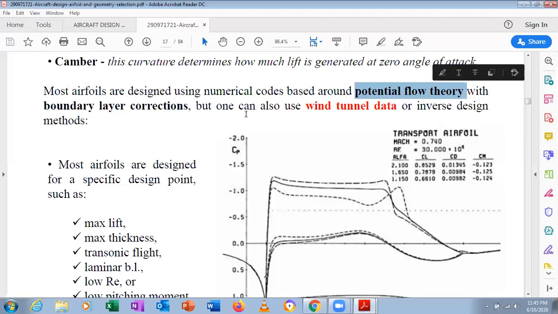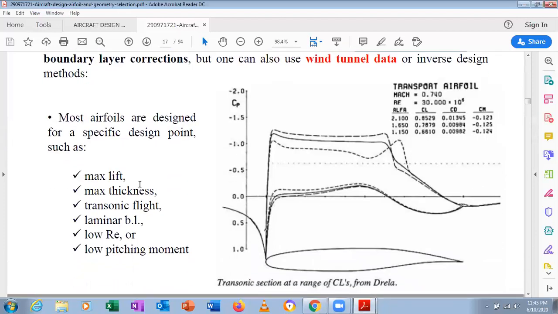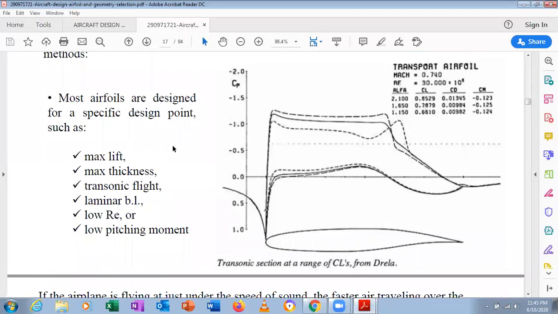And with boundary layer corrections, one can use wind tunnel data and inverse design methods. So you can see here, most airfoils are designed for a specific design point. Why do we need to design the airfoils? Because at a specific design point, one is to get a maximum lift and to get a maximum thickness. If you have a maximum thickness, we can store more fuel, and there will also be a lot of effects on the performance of the aircraft. And we can see the transonic flight, we have a laminar boundary layer, we have a low Reynolds number, low pitching moment. These are the design parameters we look at when we design the airfoil.